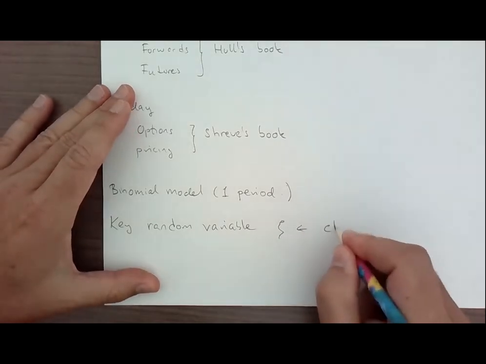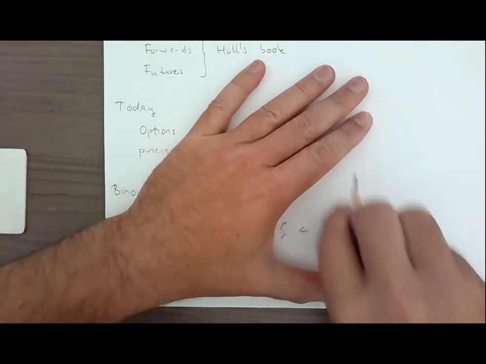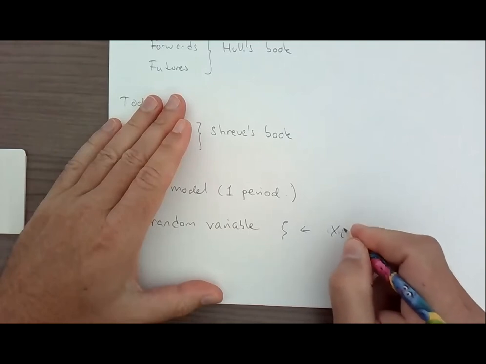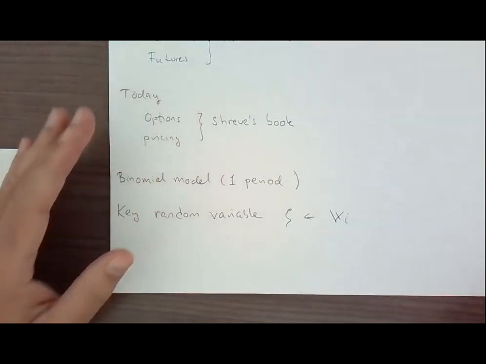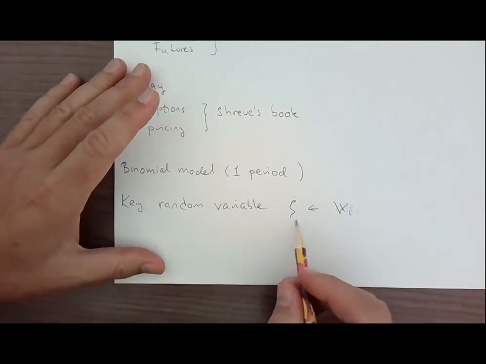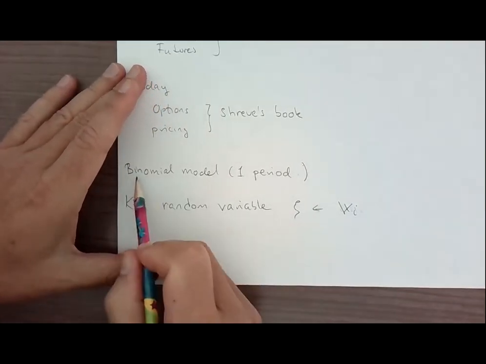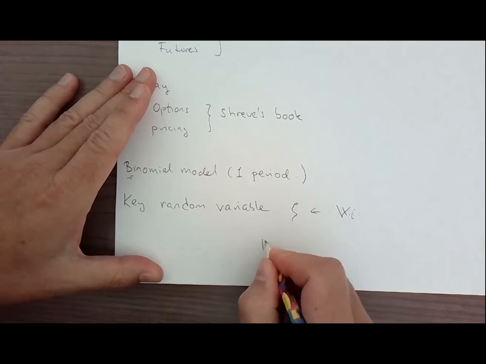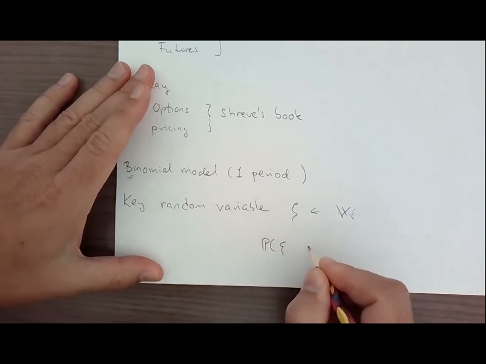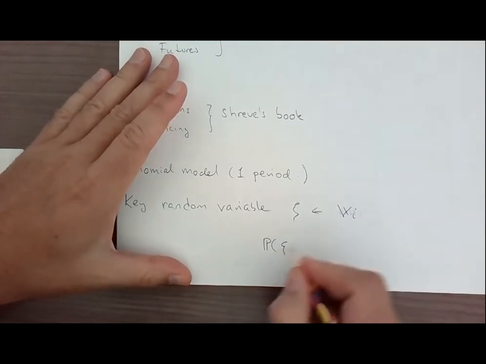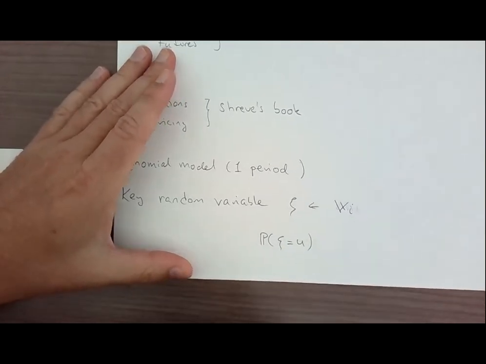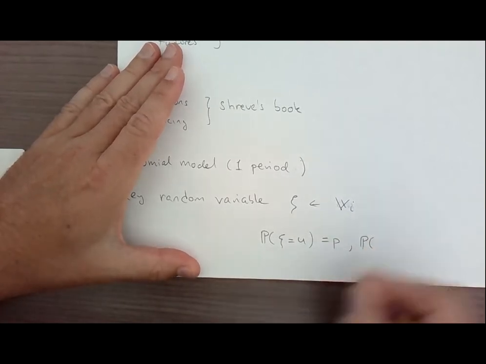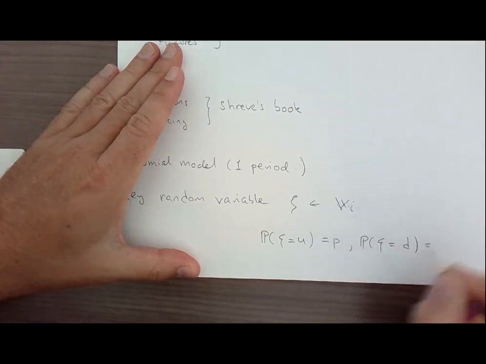This here is a psi, which is not spelled chi, it's spelled psi. Spelled xi. So if you write MATLAB, it's this backslash xi. It's a psi. So what is a psi? Well, it's a random variable that can take two values. That's why it's called binomial. So it's a key random variable. The probability that psi takes the value u is equal to p, and the probability that psi takes the value d is then equal to 1 minus p.